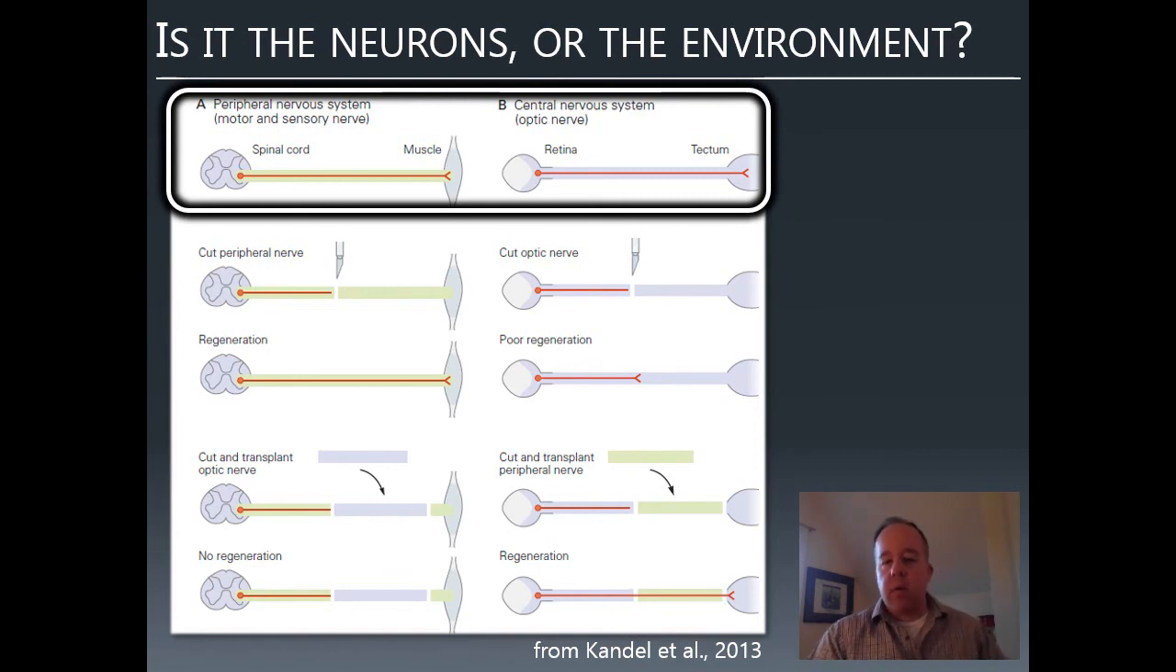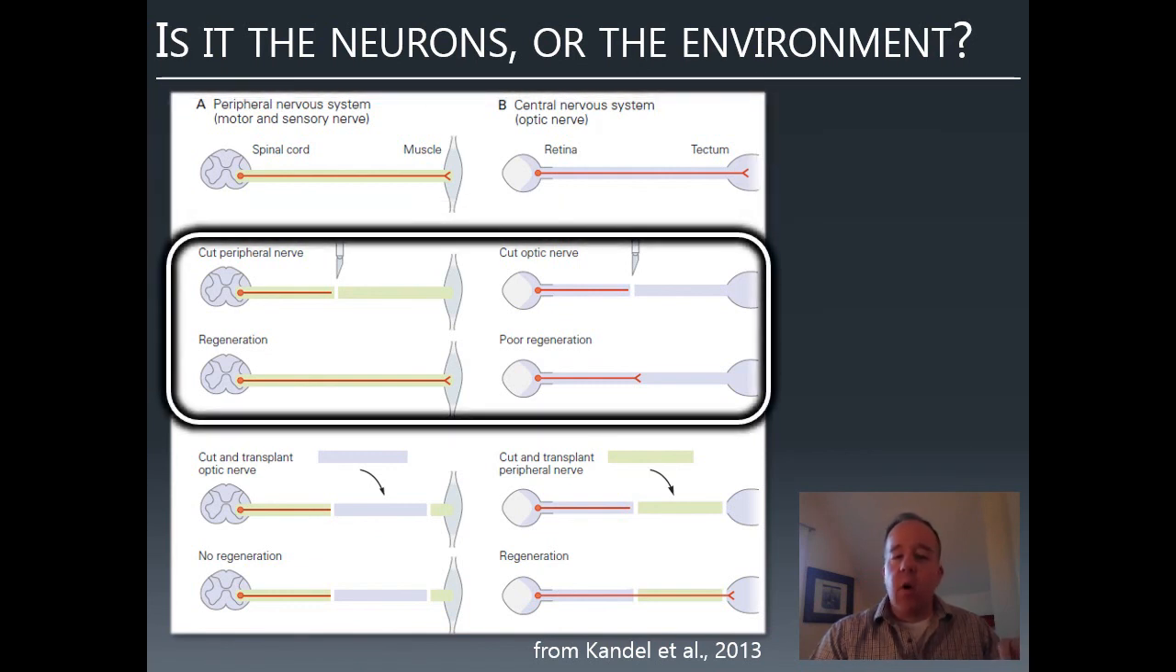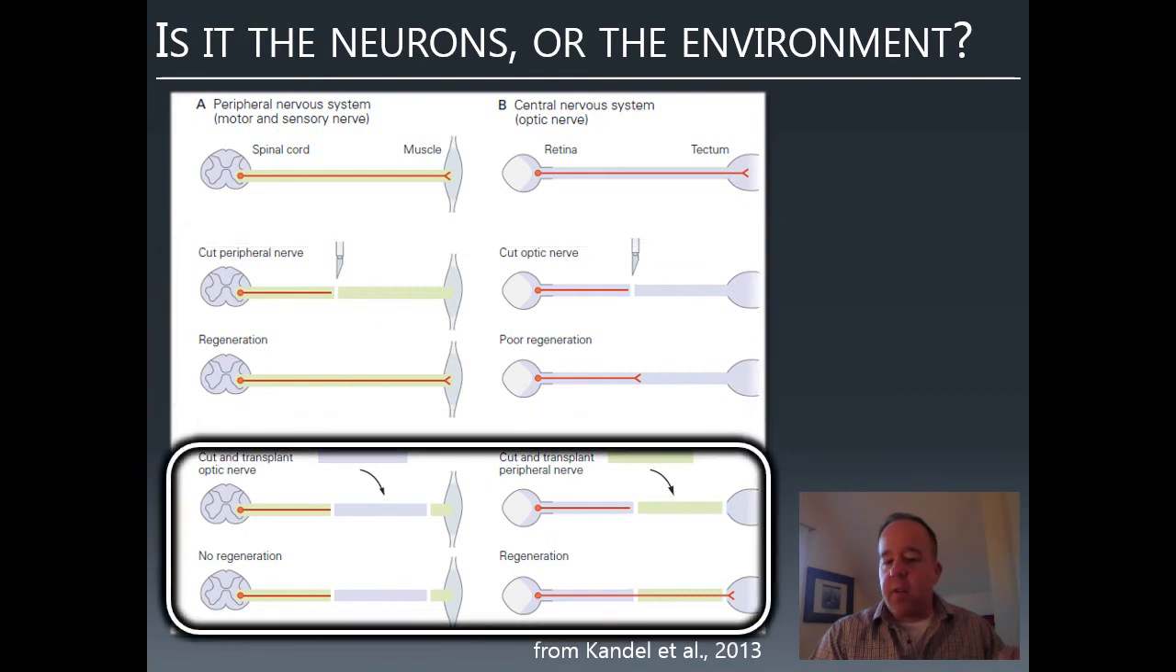So again, we have spinal cord, we have optic nerves, and the spinal cord connects to these peripheral nerves, and they have different environments so that when you cut them, they normally regrow in the peripheral nervous system, as we see here, and don't regrow in the optic nerve, as you see on the right. But if you cut out the environments and switch them, now the peripheral nerve doesn't grow back, and the optic nerve, part of the central nervous system, does. So it's the environment that the neuron inhabits, not the properties of the neuron itself.